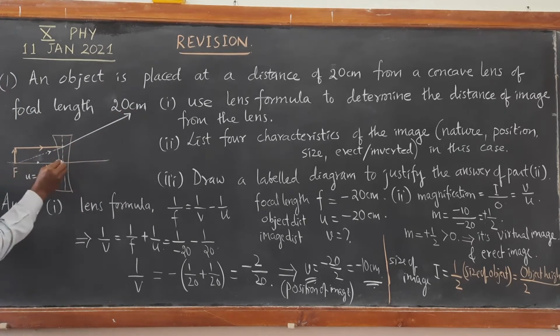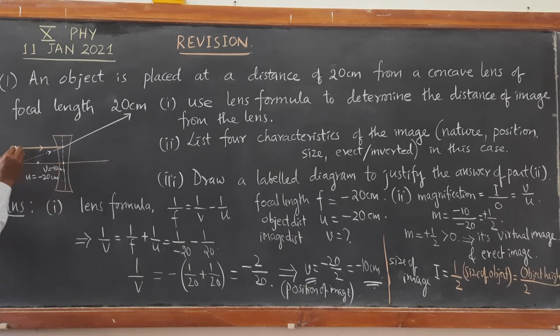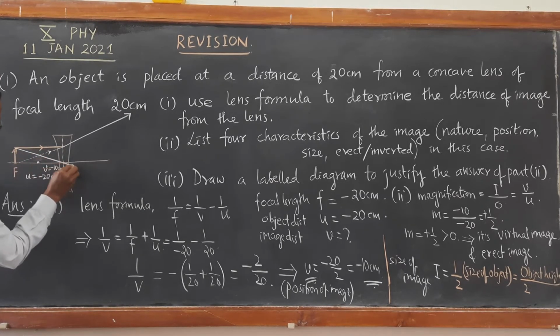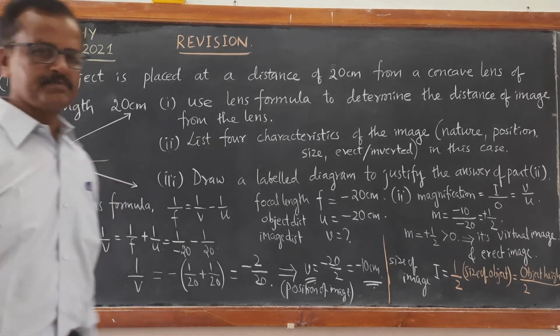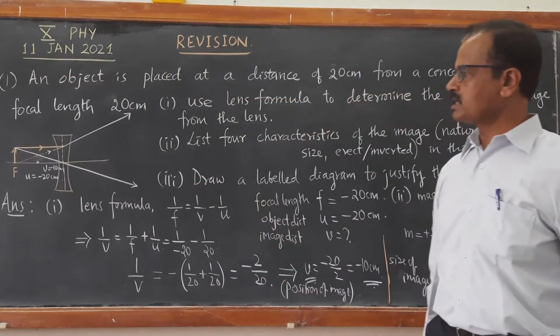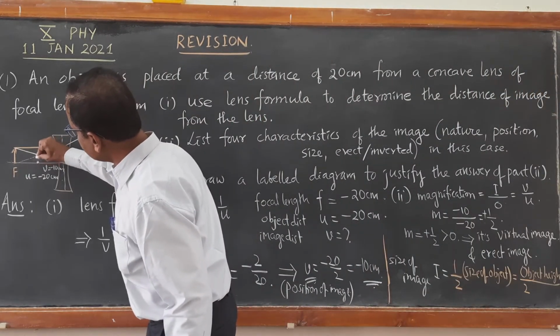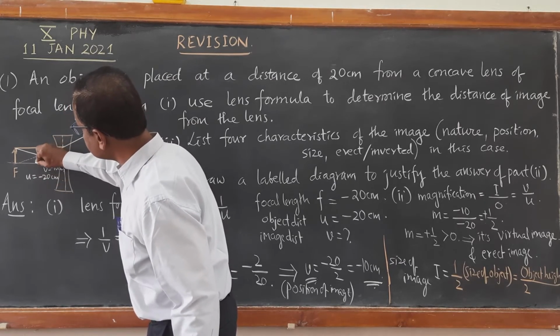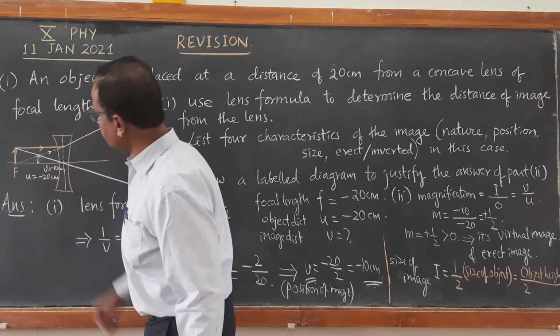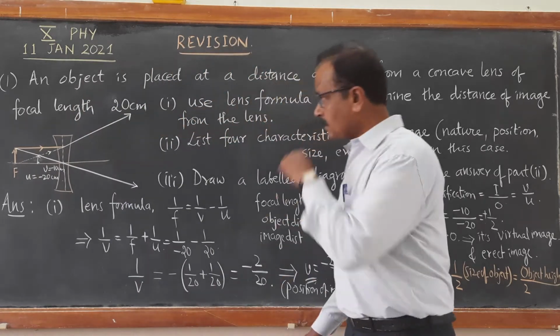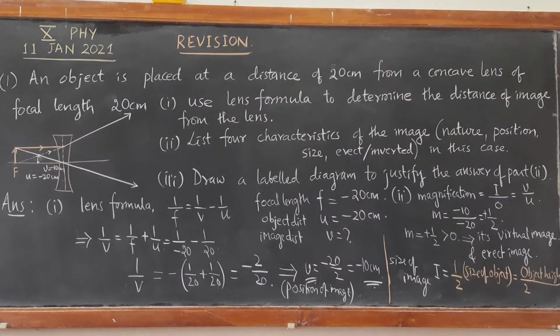Another ray must be passing through the optic center of the lens. The ray which is passing through the optic center of the lens goes undeviated, and you can see now here is the point of coincidence of these rays, and that becomes the virtual image. That's how one can draw the ray diagram, virtual image. So with the help of a scale, you can draw it neatly, and you have to label the diagram.